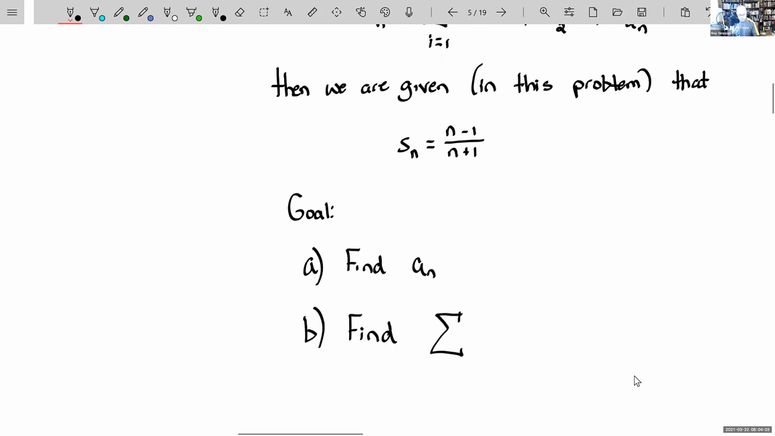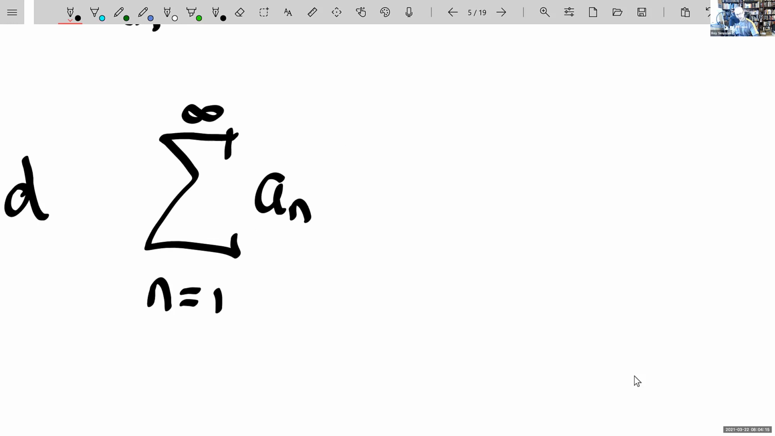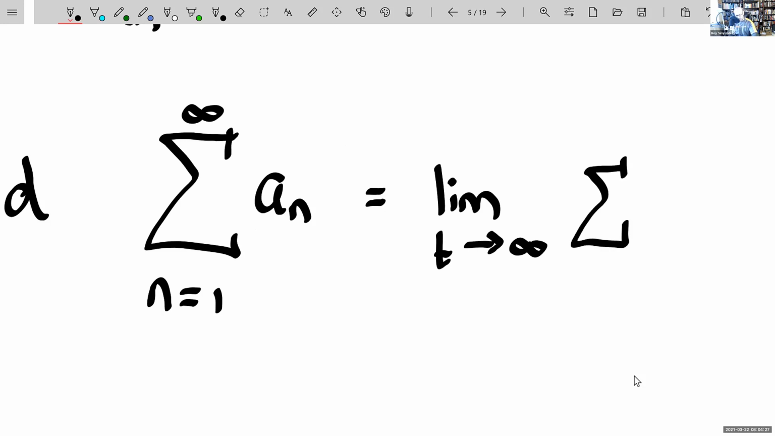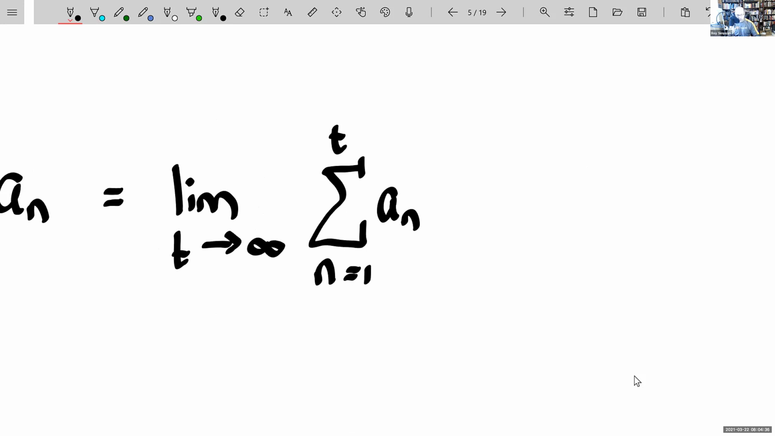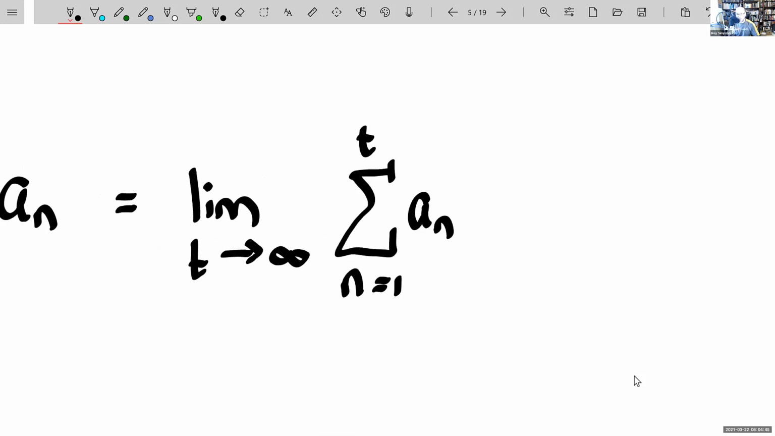The summation n equals 1 to infinity of a sub n. Now, just to let you know, that summation notation is the same thing as saying I want to find the limit as t tends to infinity of the summation n equals 1 to t of a sub n. It's sort of like improper integrals. When you have an infinite limit, you have to change it to limit notation. It is, in fact, almost identical to an improper integral.